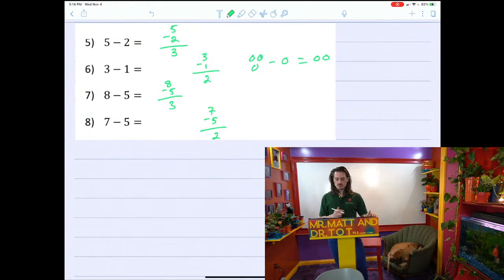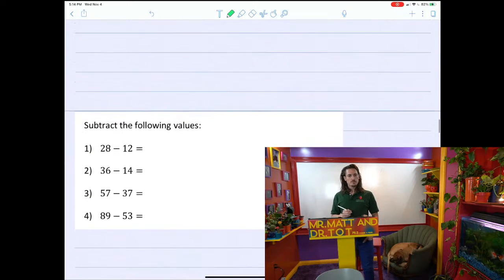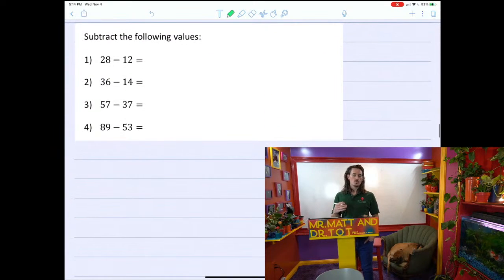Otherwise, I want to look at some 2-digit values. First we're going to look at some numbers that don't regroup, and then we're going to talk about regrouping or borrowing in order to subtract values that can't be subtracted as they're written.